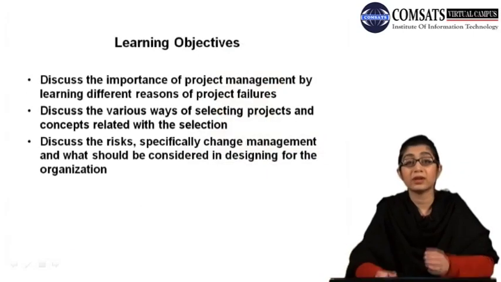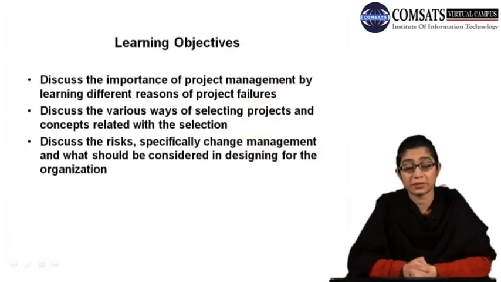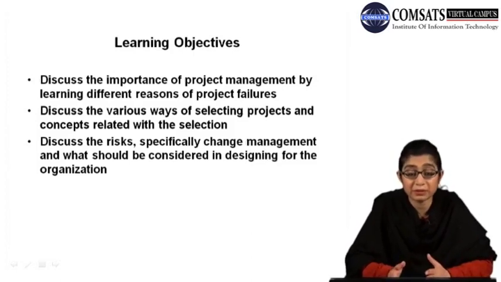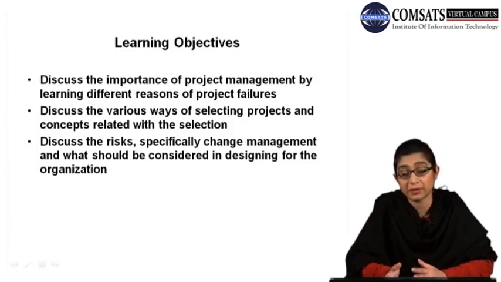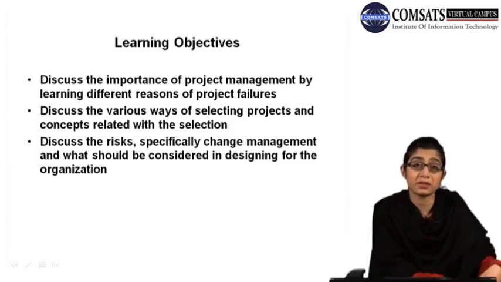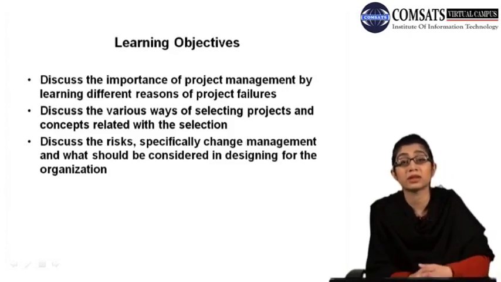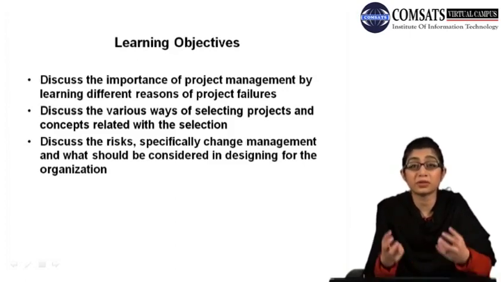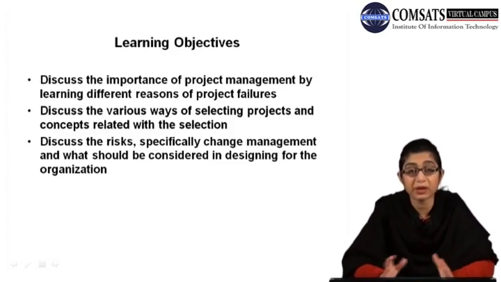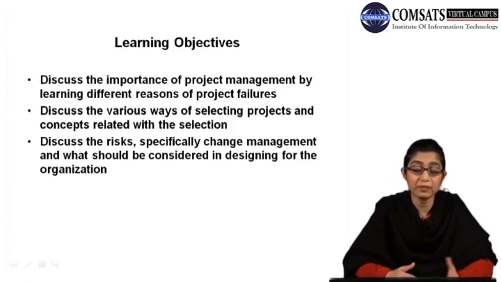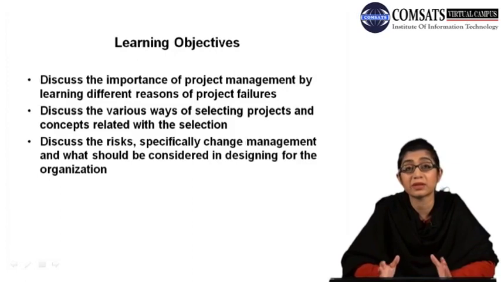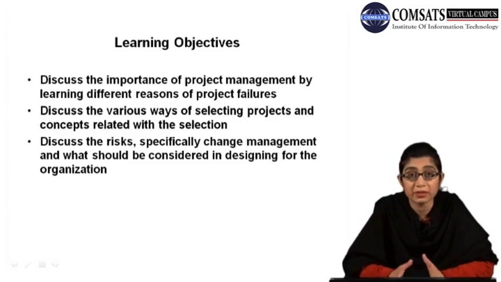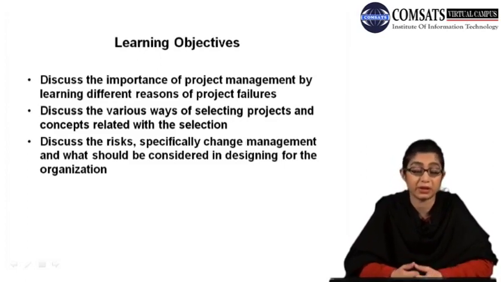Right. So the learning objectives for this chapter are that we're going to discuss the importance of project management by learning different reasons for project failures. When information system projects fail, what are the reasons for that, what are the consequences of those failures, and why is it important to have project management when you're dealing with information systems development. Then we're going to discuss the various ways of selecting projects or selecting the information systems, and concepts related to that selection, what things we have to look at in it.